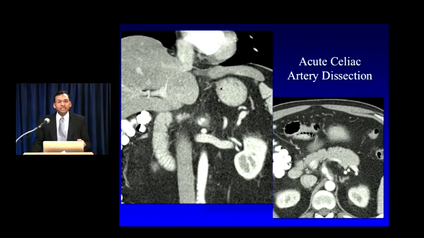You can see that there's a dissection. Clearly, there are findings here suggesting acuity given the blurring around the margins of the vessel. And in these kinds of cases where you have an acute dissection, you can't just let the patient go home. The patient does need to be seen by either a vascular surgeon or an interventional radiologist.